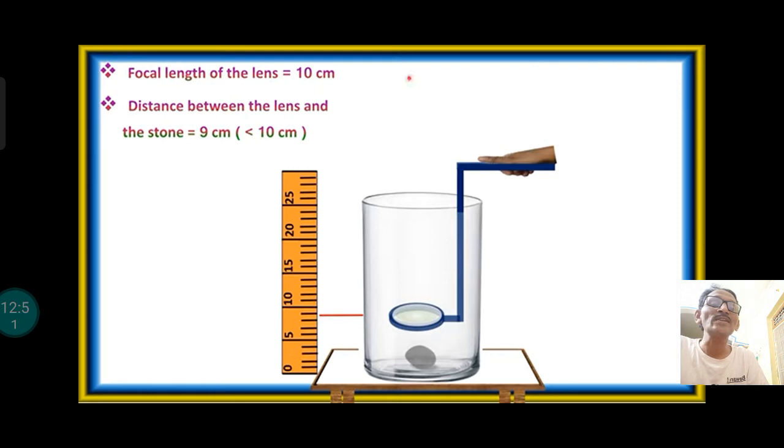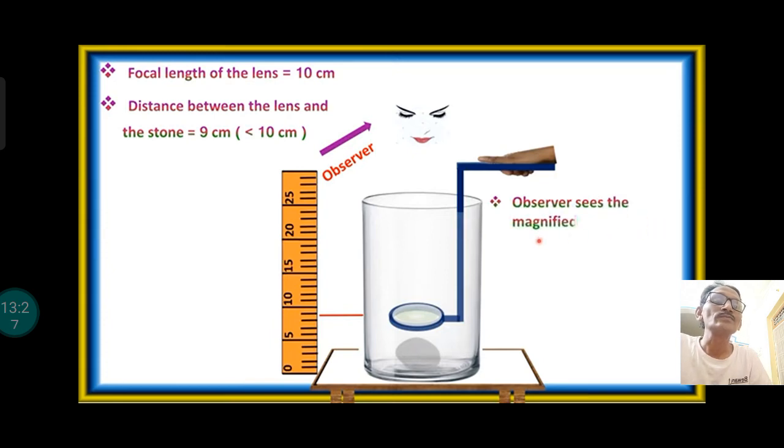For less than 10 cm, or 9 cm, we can see the image of the stone. Now you can see the observer is looking straight, perpendicular to the lens. You can see the image of the stone very clearly. It is because the distance between the lens and the stone is less than 10 cm, less than the focal length of the lens. The observer sees the magnified image.